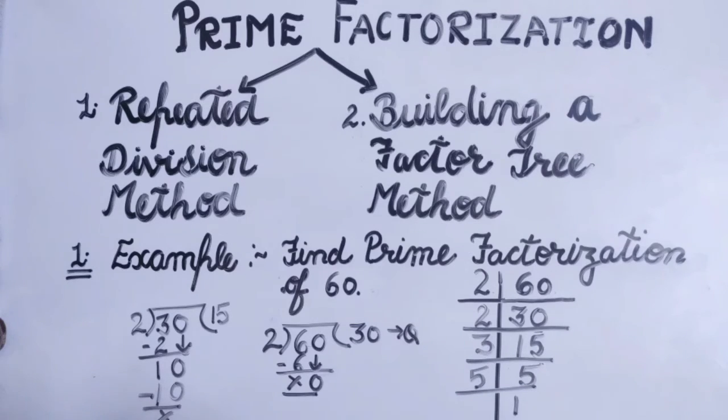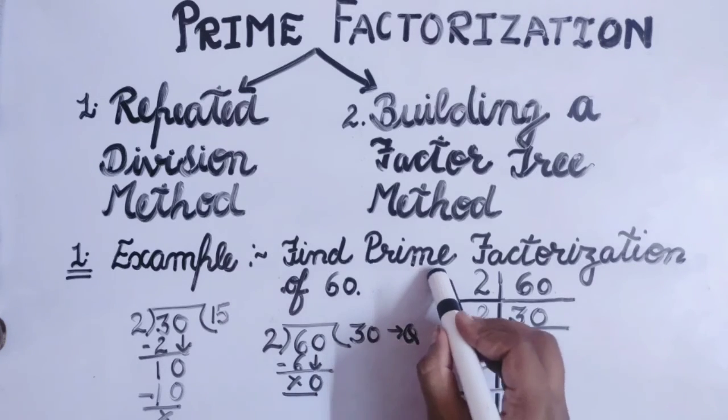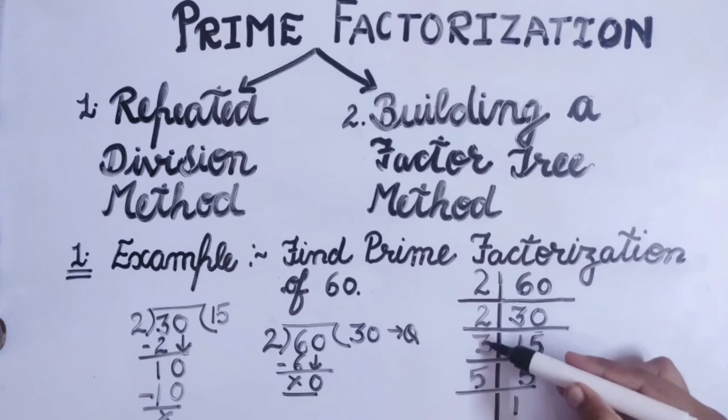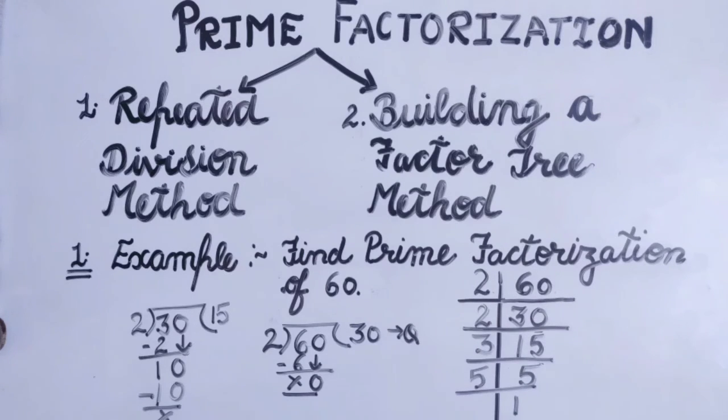5 1s are 5. Now students, I told you we will divide until 1 comes at last. Now 1 has come. It means we have to stop here only. Now, what did I tell you prime factorization means? Prime factorization means, students, we have to represent the given number as a product of the prime factors. These are my prime factors, right?